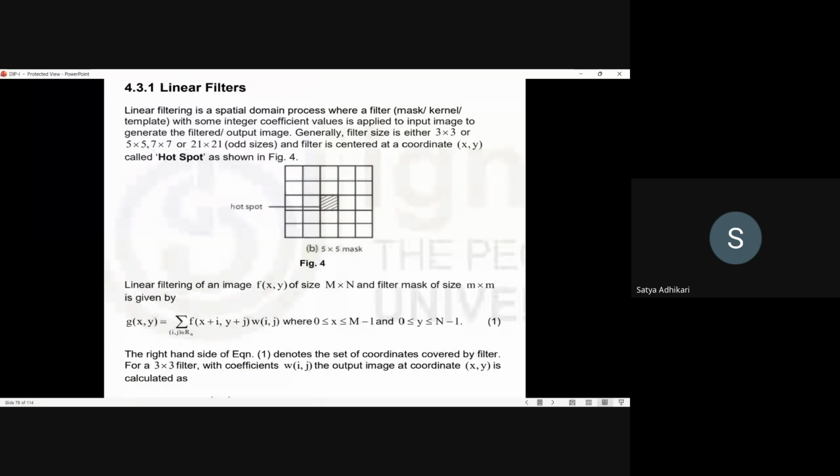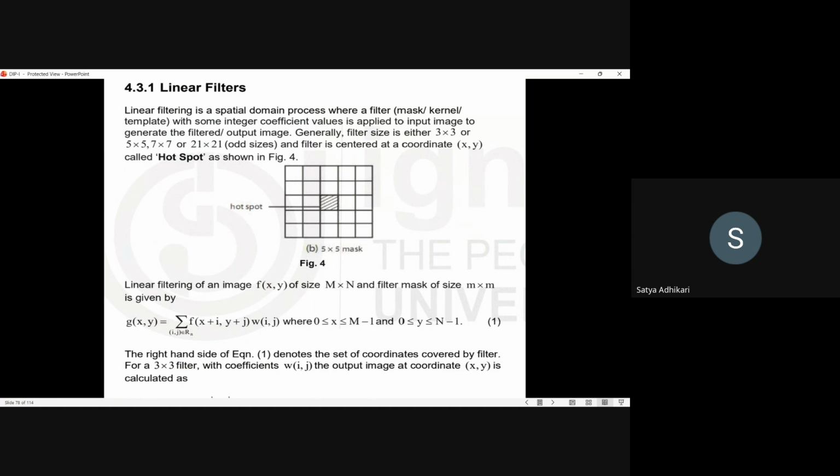Let us start filters. We have already discussed linear filters last class. I will take 5 minutes to recall that. We know that a filter is applied to an image or picture to get an enhanced, best quality picture as output.